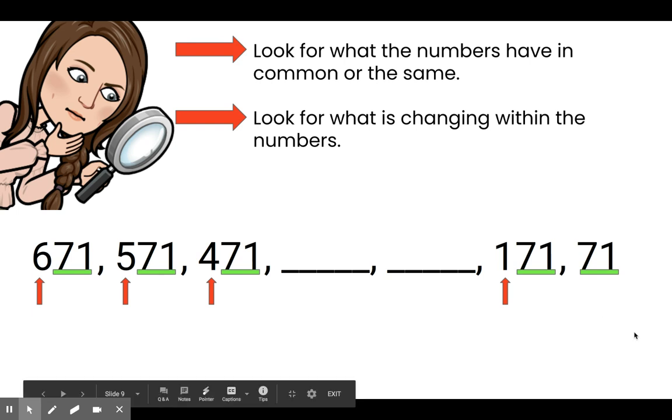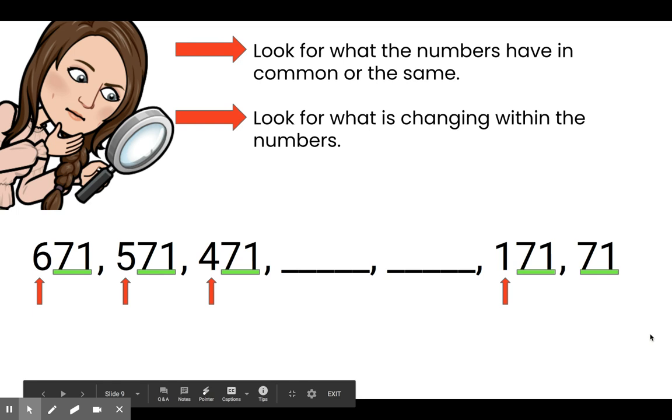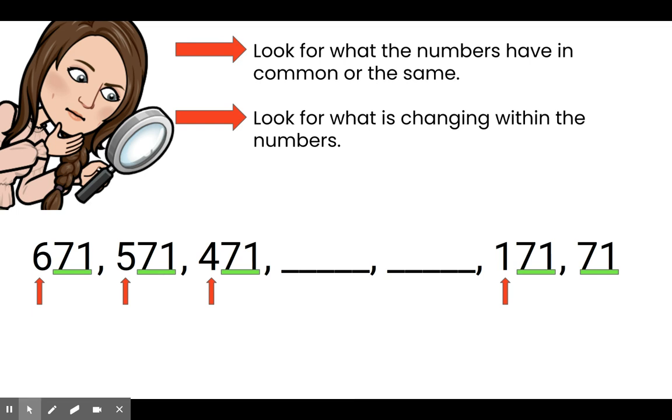It's your turn to figure out which numbers are missing in my pattern. Go ahead and press pause. When you're ready to check your answer, press play. Let's take a look at how you did. Remember, 71 was staying consistent or the same. We're not changing our tens or our ones. The hundreds place value is what is changing.